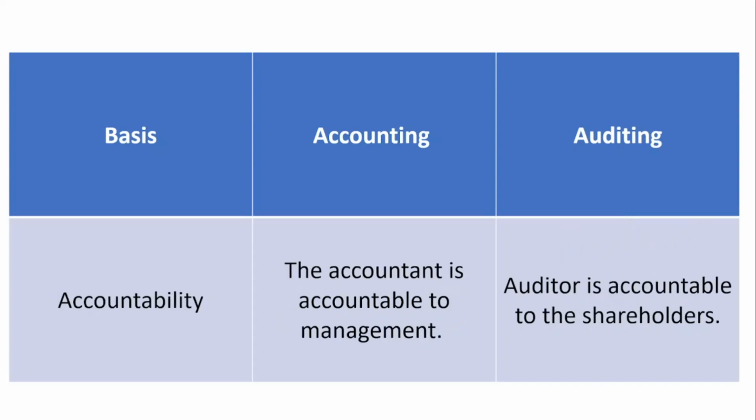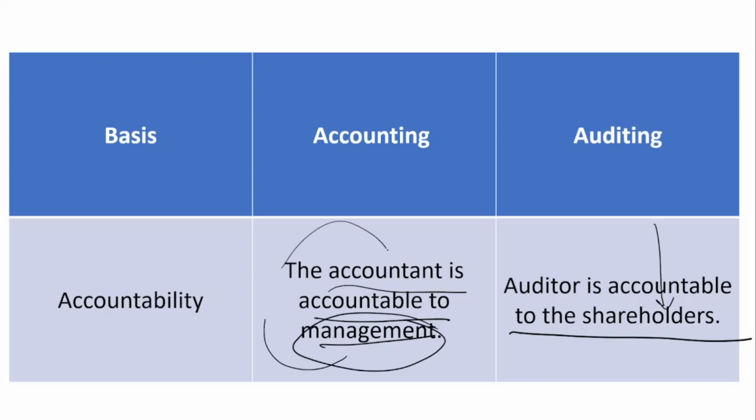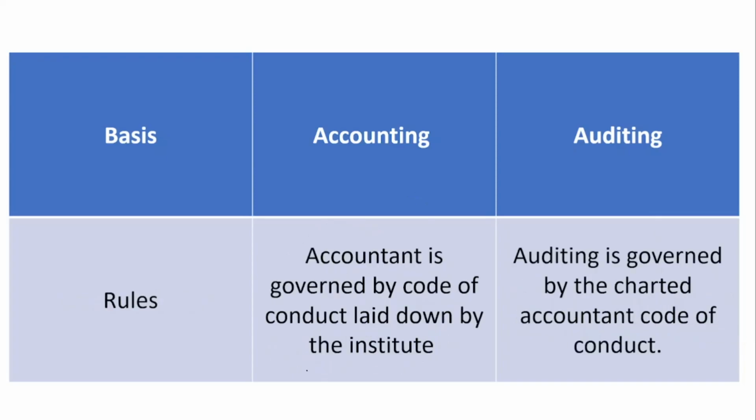That is the work. Accountability: the accountant is accountable to the management. If anything happens, the accountant is responsible, and the management will ask questions of the accountant. But the auditor is accountable to the shareholders, because the shareholders would have appointed the auditor, so he is accountable to the shareholders. Management will appoint the accountant, so the accountant will be responsible to the management.